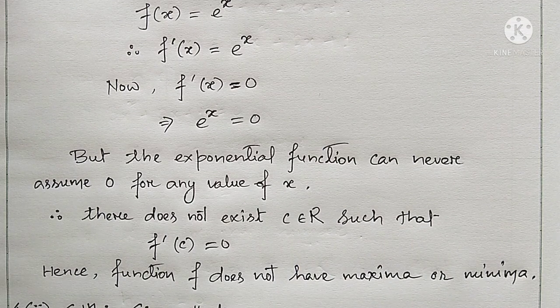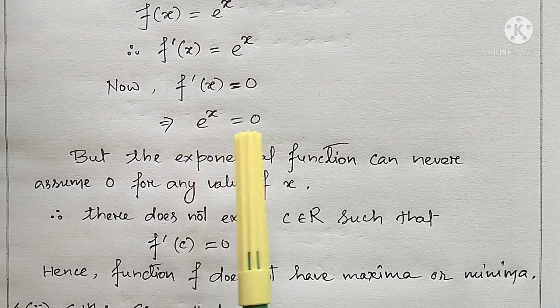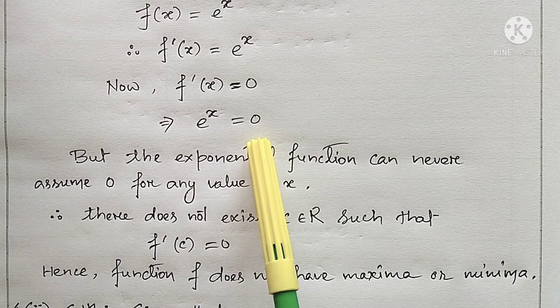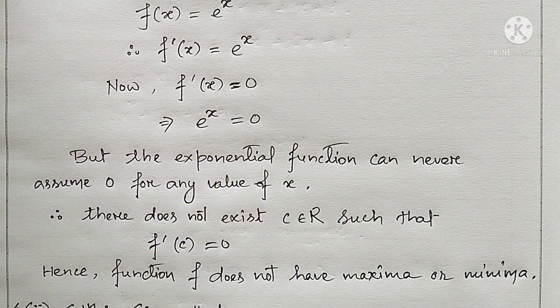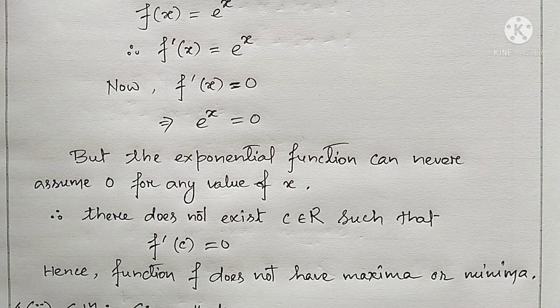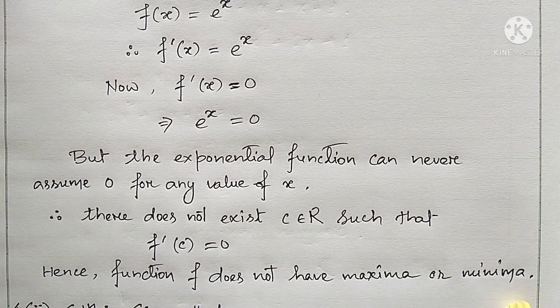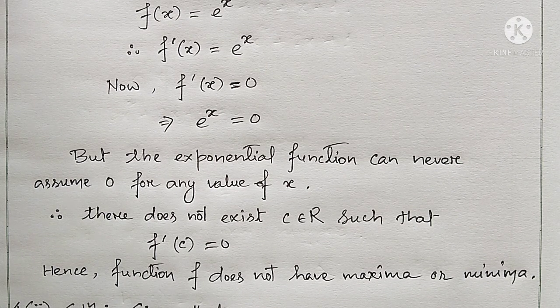Is it clear? The main concept is that the exponential function is never equal to 0, but according to our procedure we get e to the power x equal to 0. That is the only reason we can't find maxima or minima. So finally we write: hence function f does not have maxima or minima, because we can't find the critical points. Is it clear? Okay.